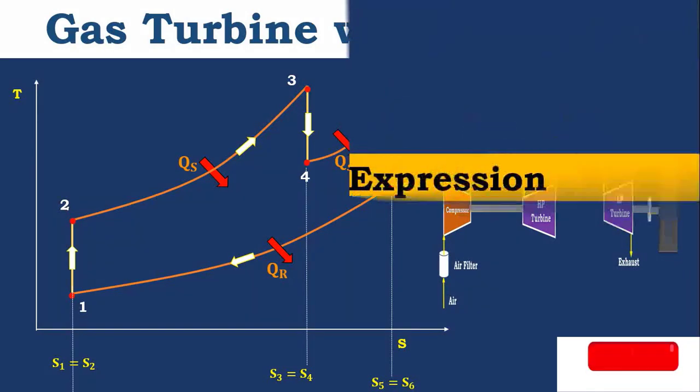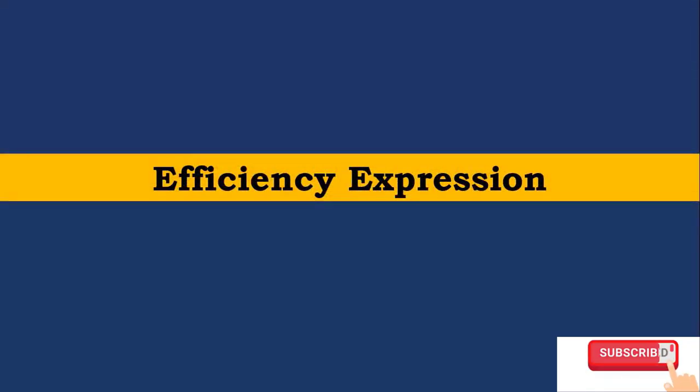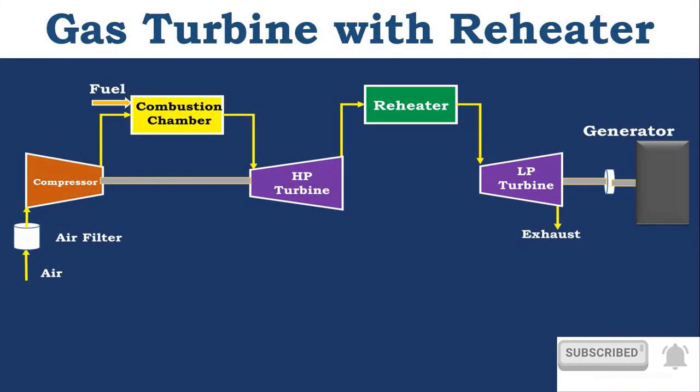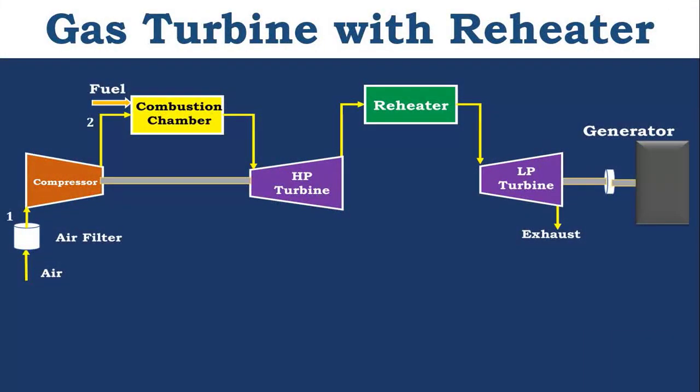Now we will discuss how to derive the efficiency expression of a gas turbine with reheater. Already I told you it consists of 5 components. The compressor is placed between 1 and 2. The combustion chamber is placed between 2 and 3. The turbine is placed between 3 and 4. The reheater is placed between 4 and 5. The low pressure turbine is placed between 5 and 6. Now we will start from the compressor. We know that here all are open systems.